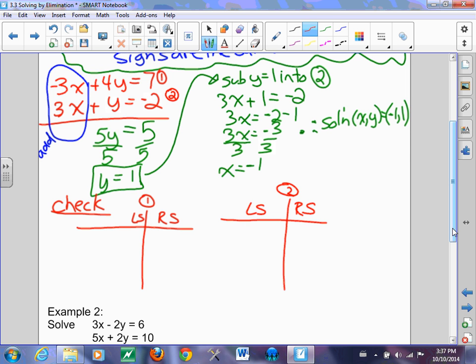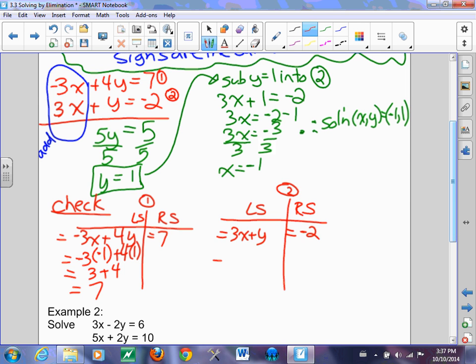For the first equation, the left side is negative 3x plus 4y and the right side is 7. Sub in our values: negative 3 times negative 1 plus 4 times 1. Watch your integer laws here. So you're going to have 3 plus 4 equals 7. So far, the first one works. Let's go for the second one. The left side is 3x plus y, and the right side equals negative 2. Sub in our values: 3 times negative 1 plus 1 equals negative 3 plus 1, which equals negative 2.